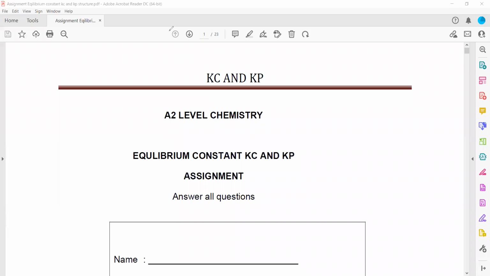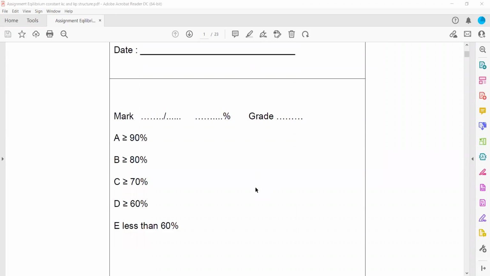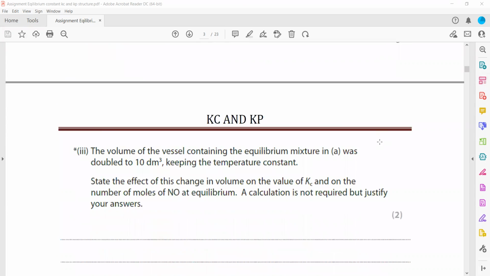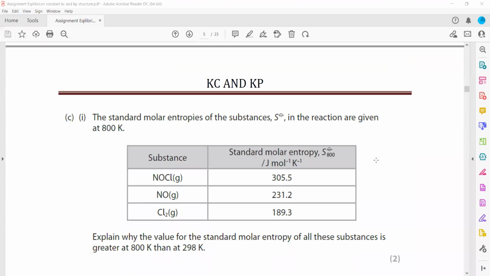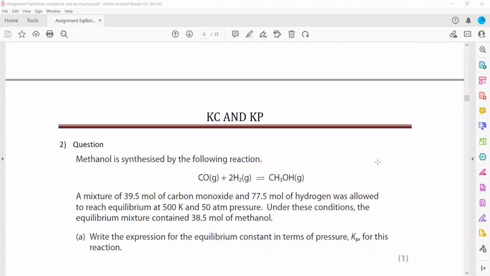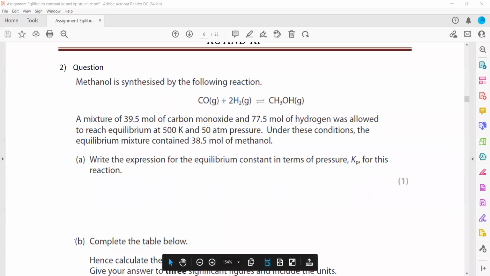So in this session, I will discuss the structure questions related to topic Kc and Kp. The last session, I discussed question 1. So in question 2, methanol is synthesized by the following reaction. Carbon monoxide is mixed with hydrogen and the reaction is reversible. So when they react with each other, as a result, it will produce methanol.